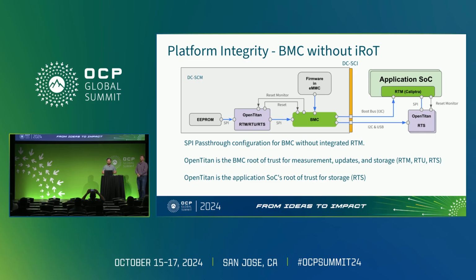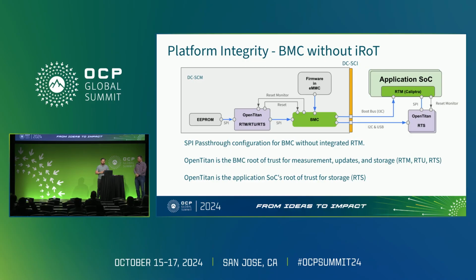So this is a proposal for integrating the OpenTitan into a platform. We're fulfilling two primary use cases. There's an OpenTitan root of trust in the DC-SCM space, and then there's also one attached to the main SoC. For demonstration purposes here, we're just referring to the application SoC as the main processing unit in the system.